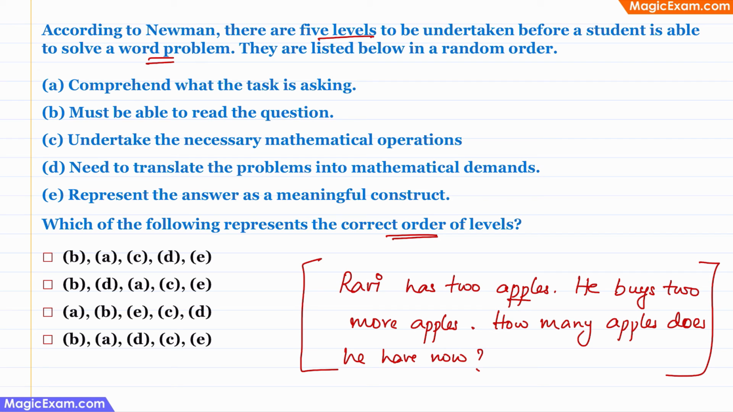Say Ravi has 2 apples. He buys 2 more apples. How many apples does he have now? So what is the first step in solving this word problem?